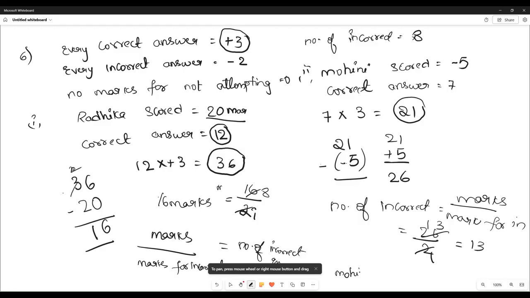Mohini attempted 13 incorrect questions. Radhika attempted 8 incorrect questions.